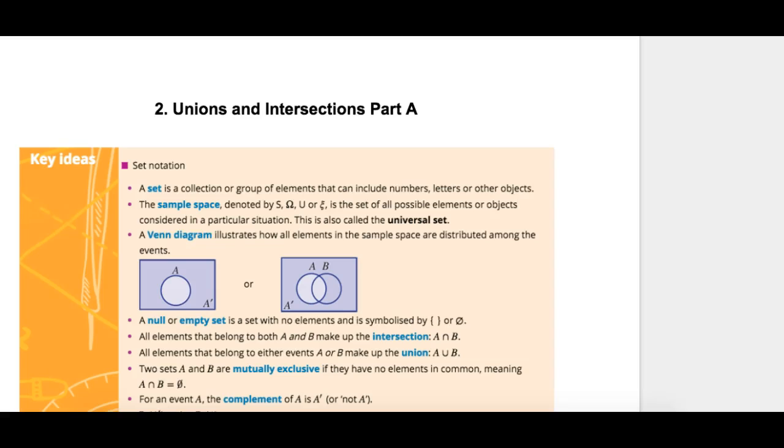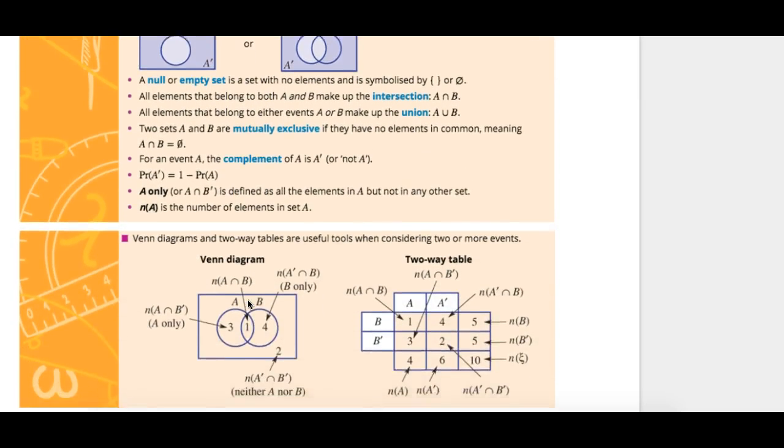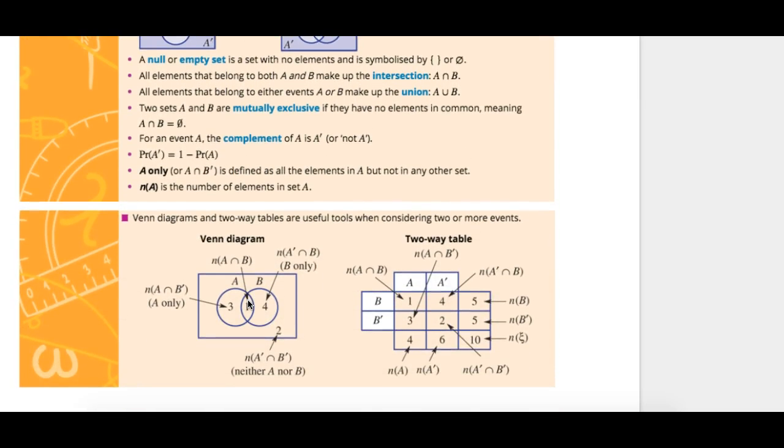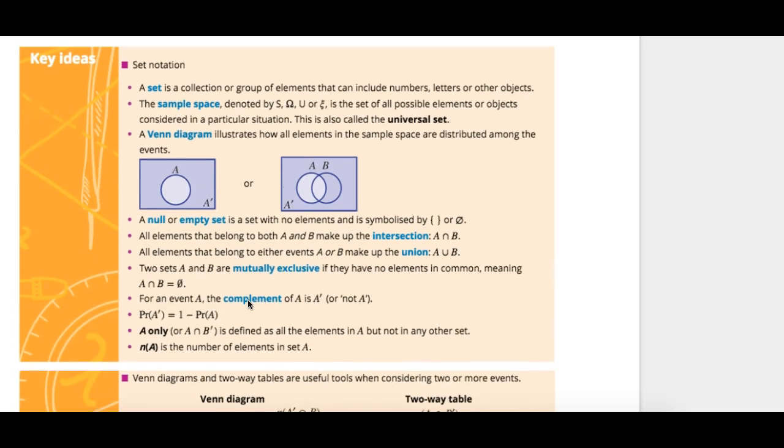All right, in this video, we're going to cover unions and intersections in probability. So we use, as you can see, Venn diagrams and also two-way tables in probability to help us understand what things have in common and what things don't have in common, basically. So I'll just quickly go through this, but it's also a good idea to put this information in your formula reference.